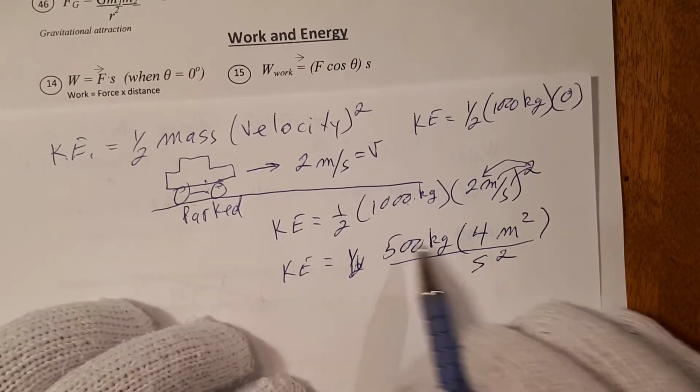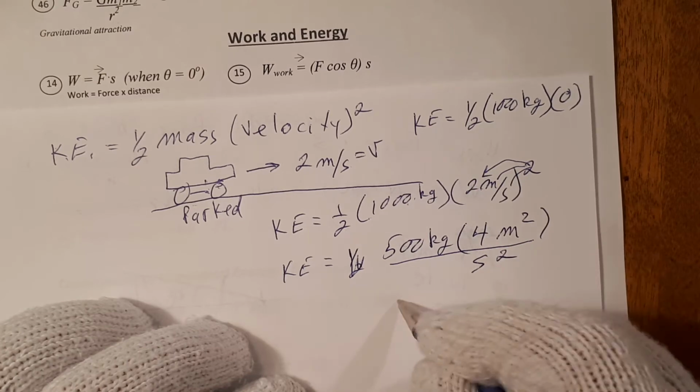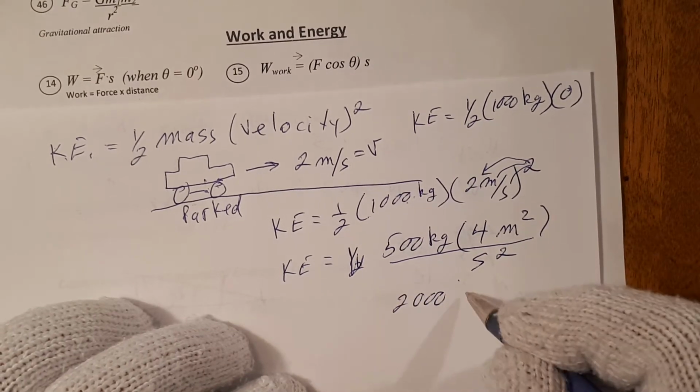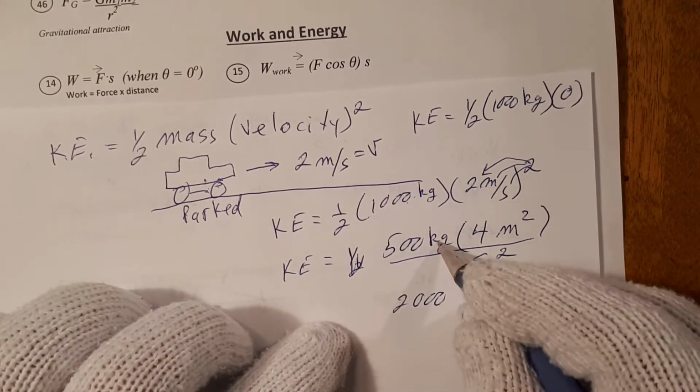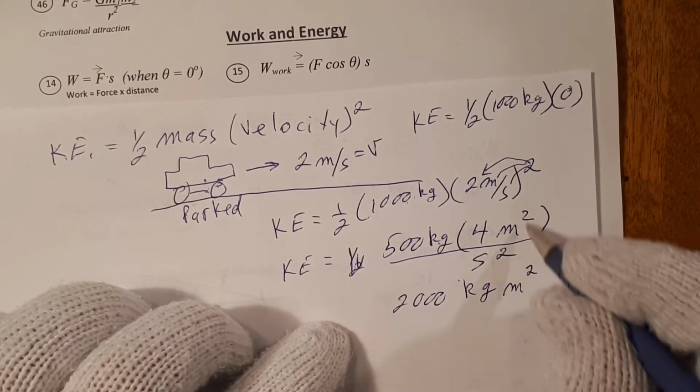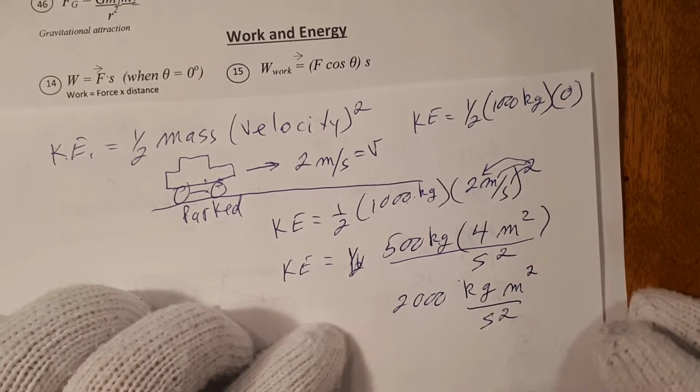500 times 4, I think that's 2,000. 2,000, and the units left over are kilograms meters squared per second squared.